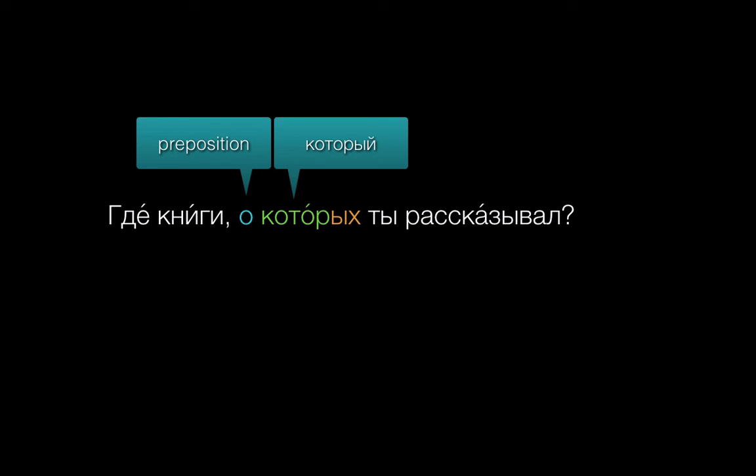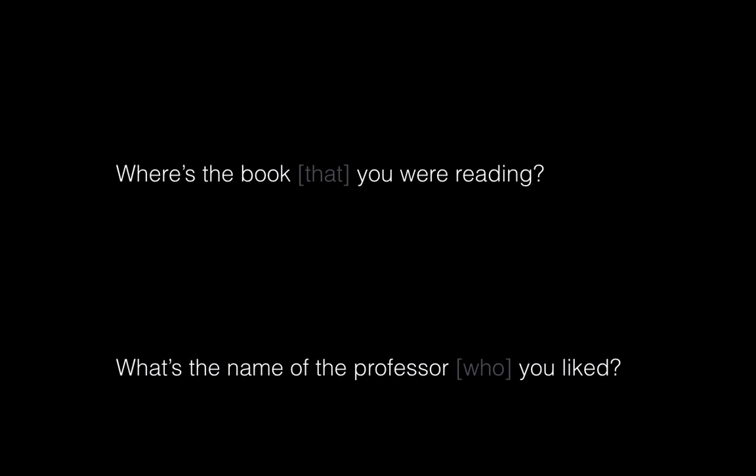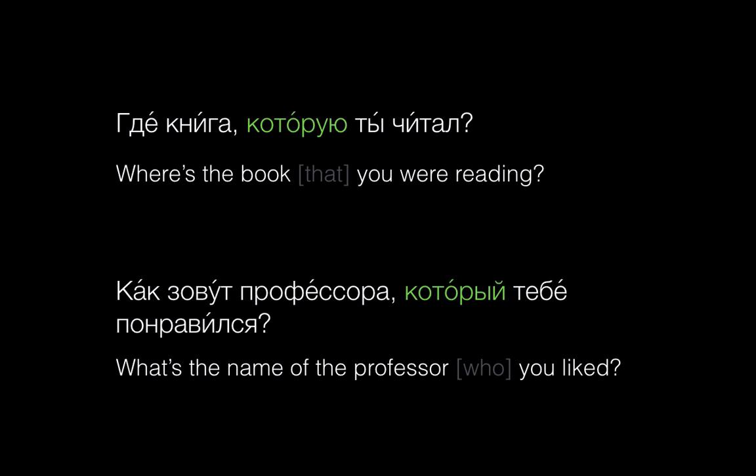And one last quick point about который, especially for native speakers of English. In English, we sometimes leave out that relative pronoun that. I might say, where's the book you were reading? Or what's the name of the professor you liked? In Russian, though, we always include который. Где книга, которую ты читал? Как зовут профессора, который тебе понравился?